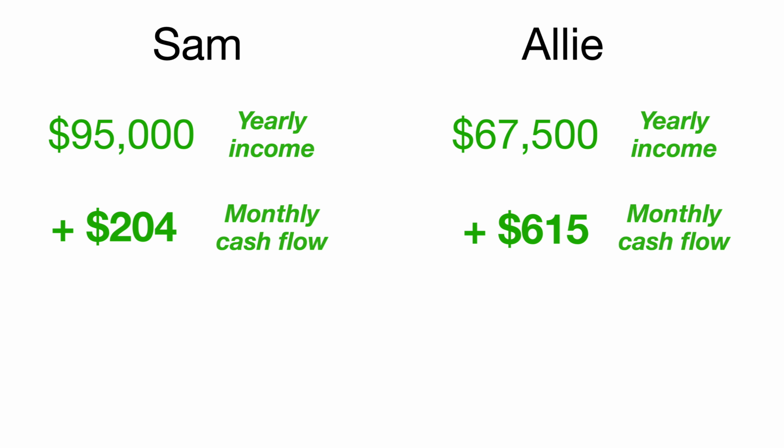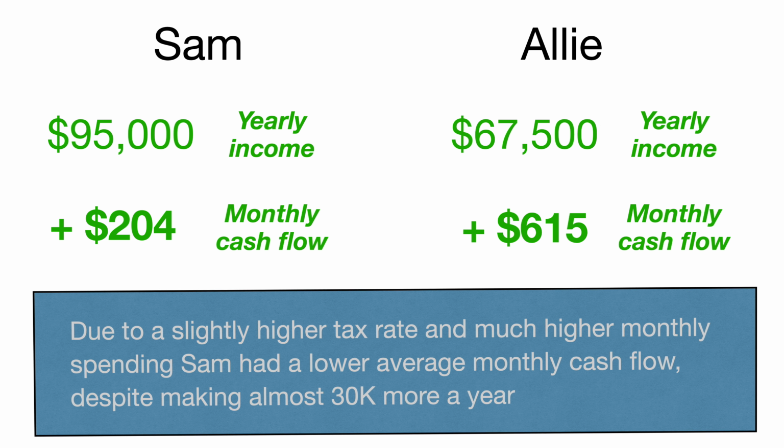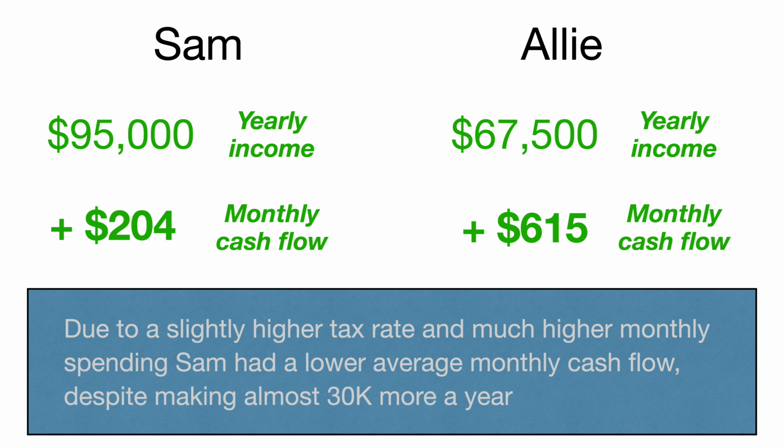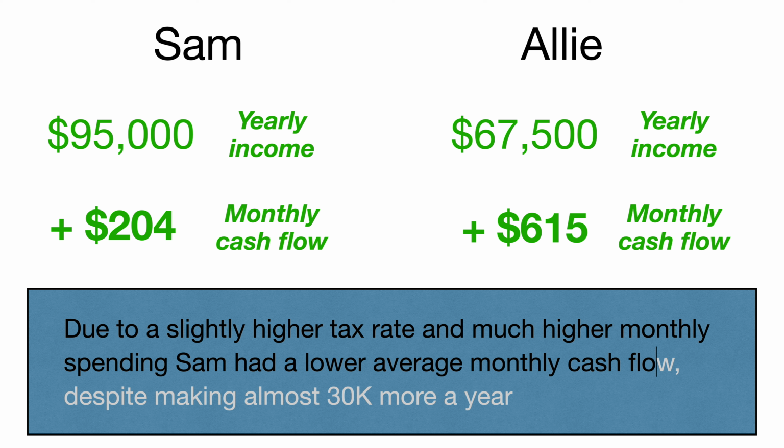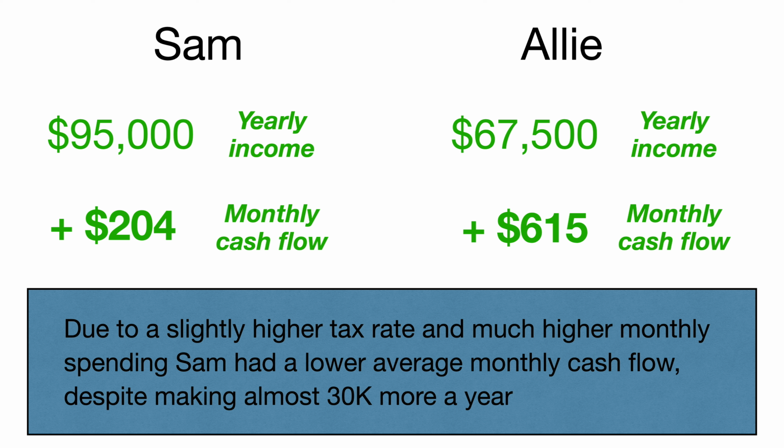And so let's compare those real quick. So even though Sam has a lot more income, Allie has a higher monthly cash flow. Due to a slightly higher tax rate and a much higher monthly spending, Sam had a lower average monthly cash flow despite making almost $30,000 a year more than Allie. So again, because he spent a lot more per month, he doesn't have as much saved at the end of the month.